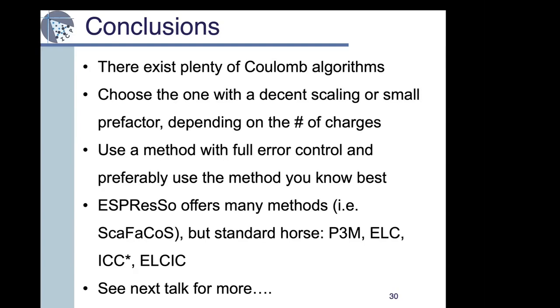Otherwise, of course, there are some packages like ours which tune the parameters for you. There's Gromacs, which also does some magic for you. But if you don't know what it does, I would always feel a little bit uneasy. So you should at least try to look at what's happening. ESPResSo offers many other methods, like the one with ScaFaCoS. But for us, normally the standard horse is P3M for the bulk systems, for the 3D periodicity, and ELC normally for 2D systems. If you're interested in dielectric interfaces or constant potentials, then we use ICC star or ELC.